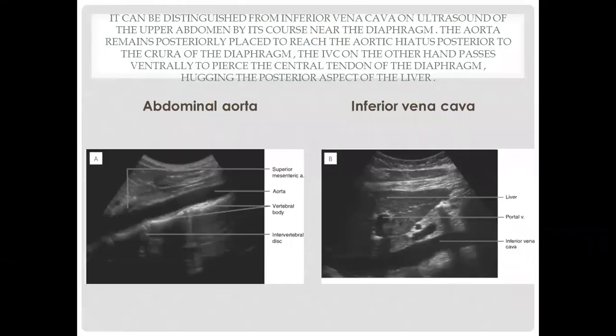Also, it can easily differentiate the inferior vena cava from the aorta, because the abdominal aorta is posteriorly located, posterior to the diaphragm, while the IVC is located posterior to the portal vein and the liver, and at the upper end curves ventrally, grooving the posterior part of the liver and piercing the diaphragm.